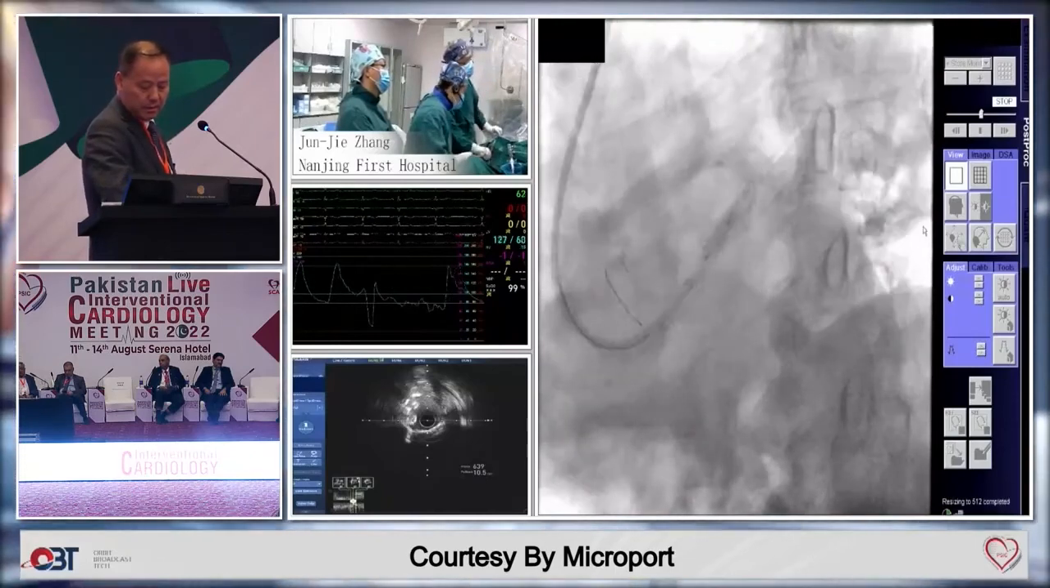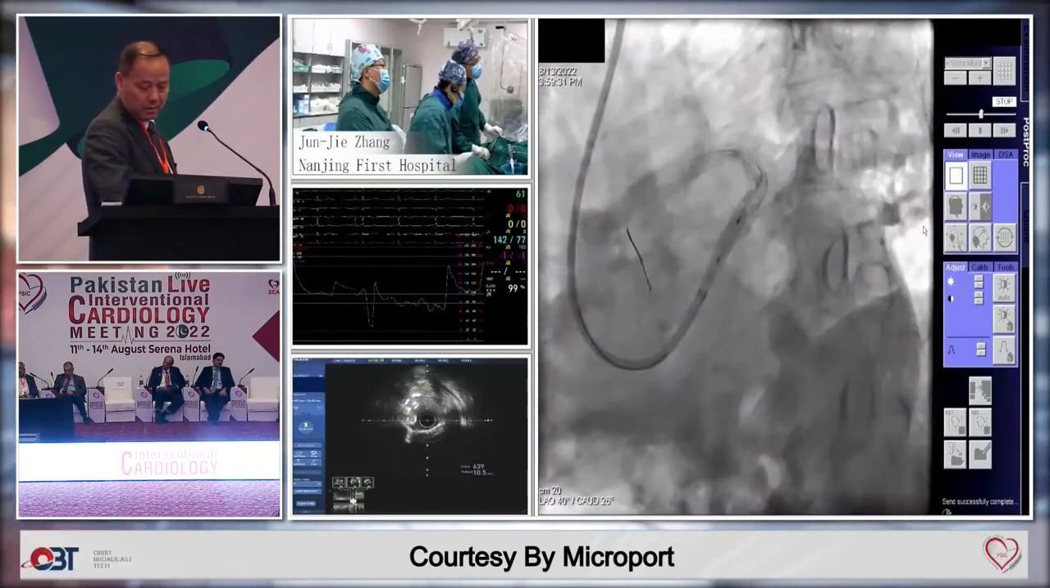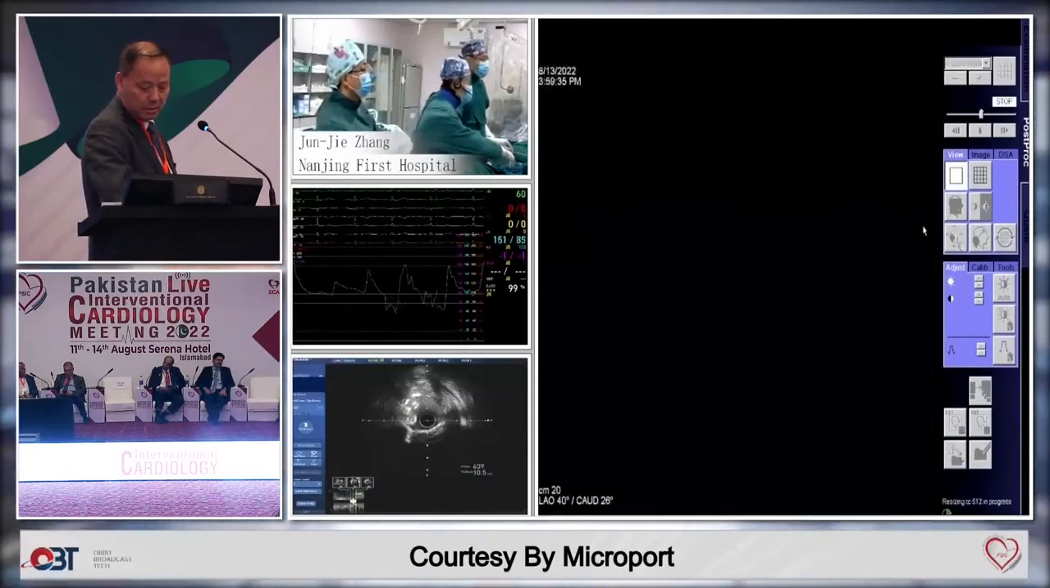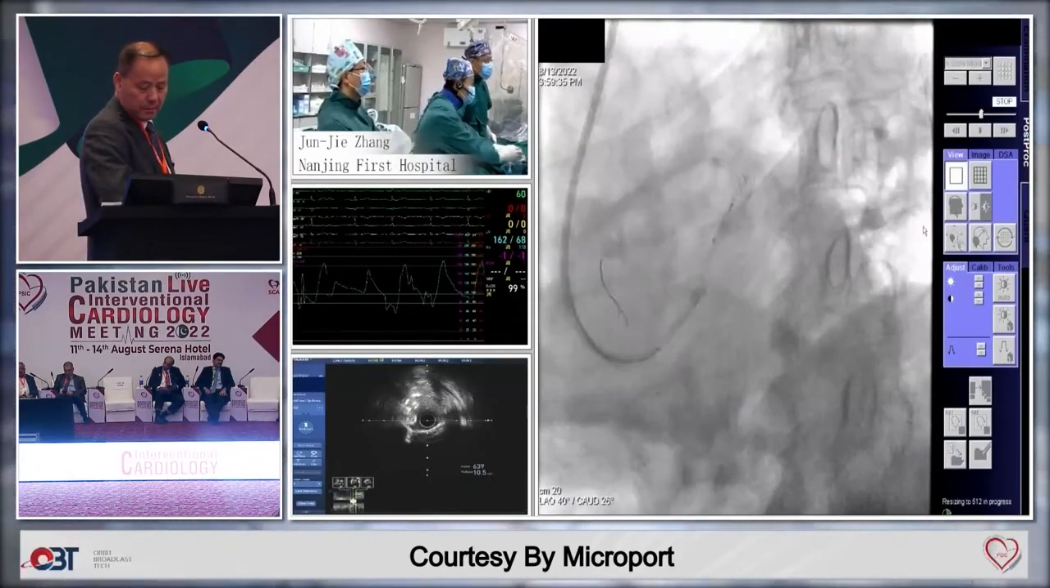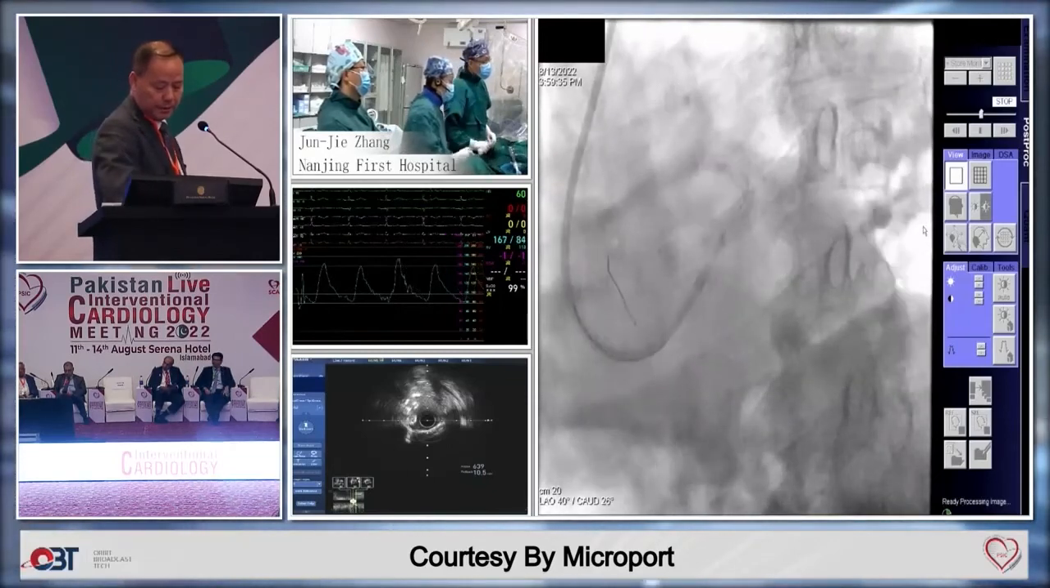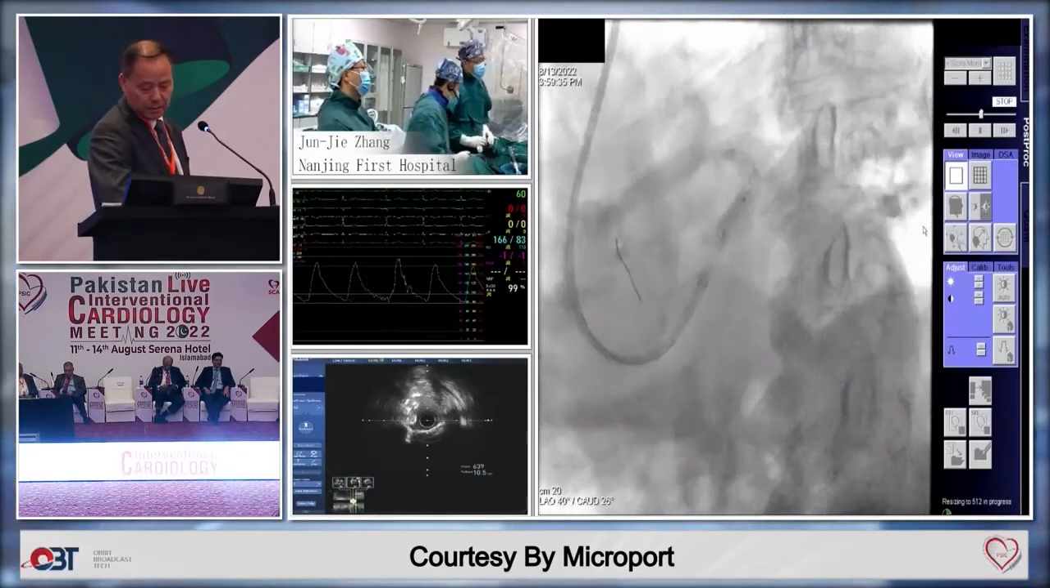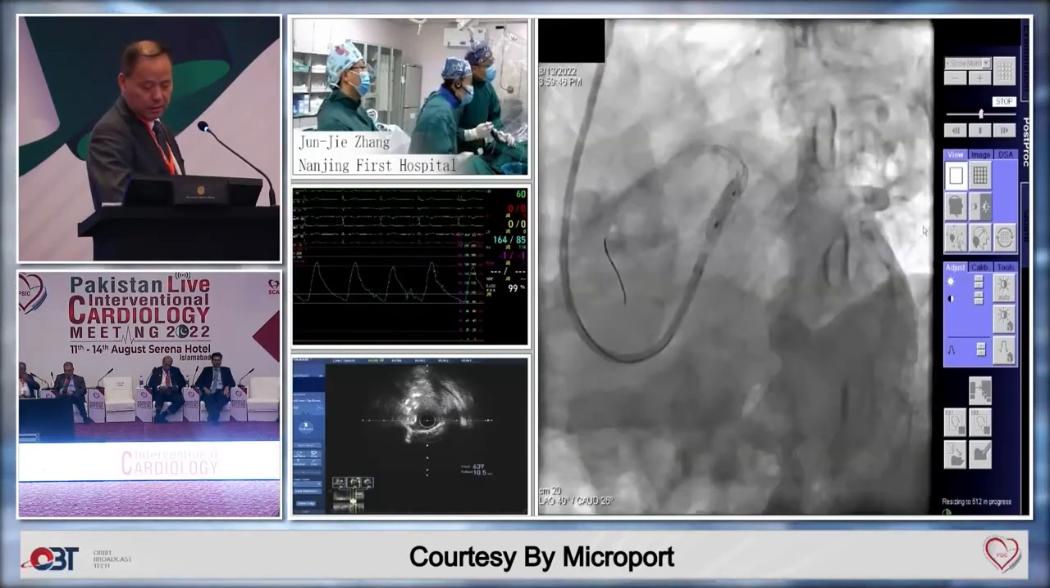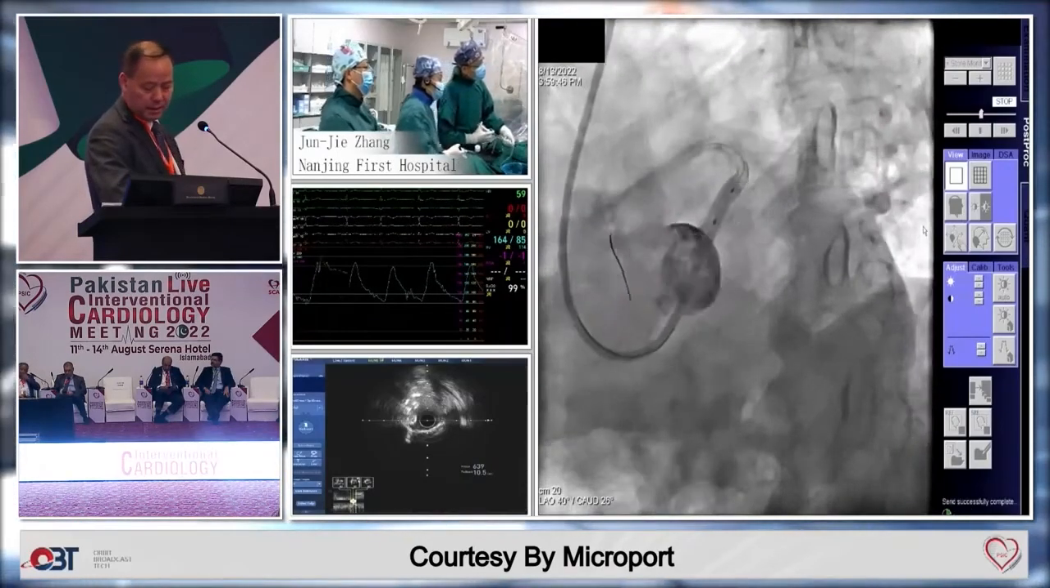20. Down. Up again. Yeah, I think this is a good position for the distal left main. 20. Okay, good. Yeah. Again, crush the side stent.